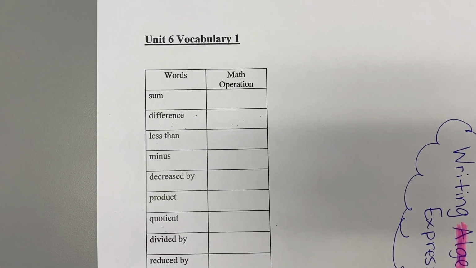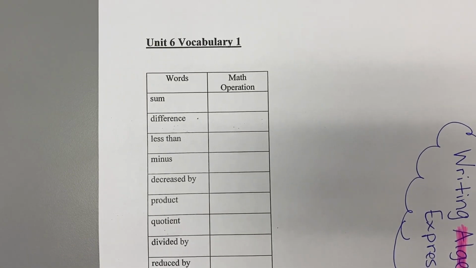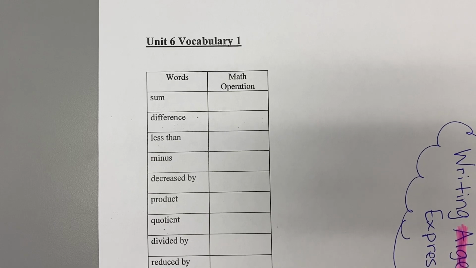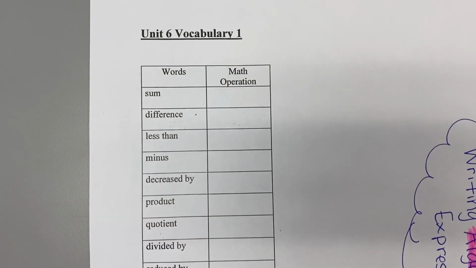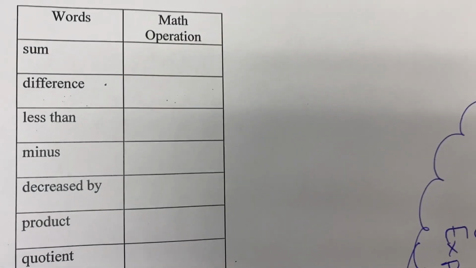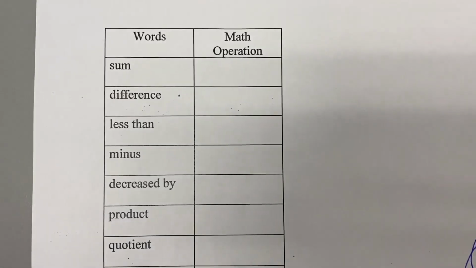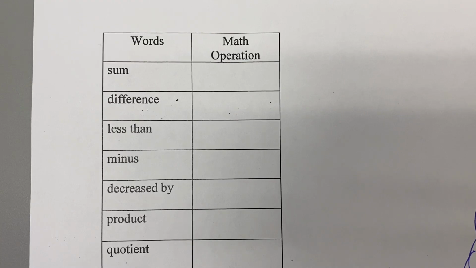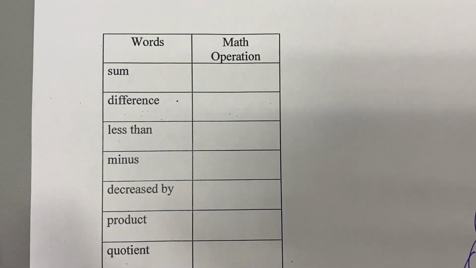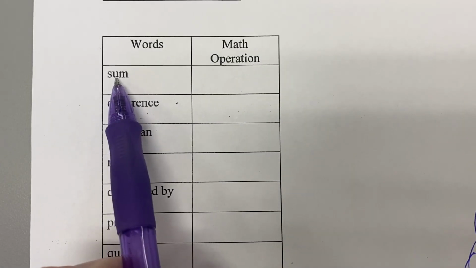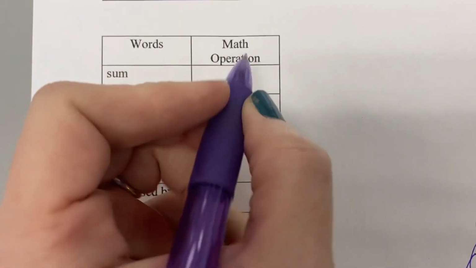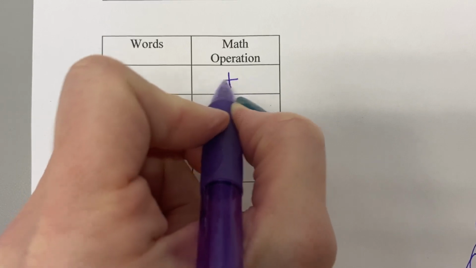We're actually going to start with some vocabulary. Unit 6, I'm going to call this vocabulary just part 1 because there will be more vocabulary later. I'm going to zoom in here a little bit. Some of the math operations that go with words are going to come up here. So let's take a look. When you see the word sum, you need to know that sum indicates addition. So I'm just going to put a plus sign here.